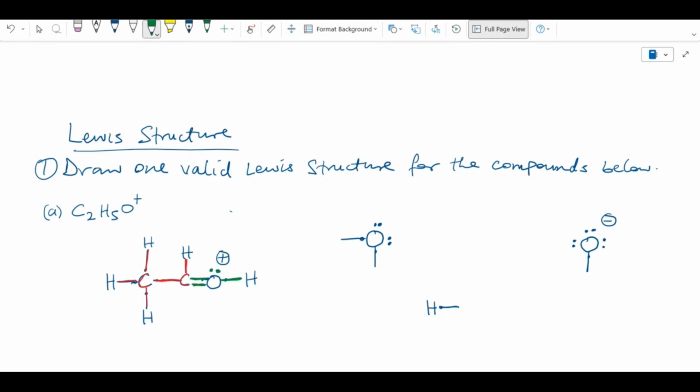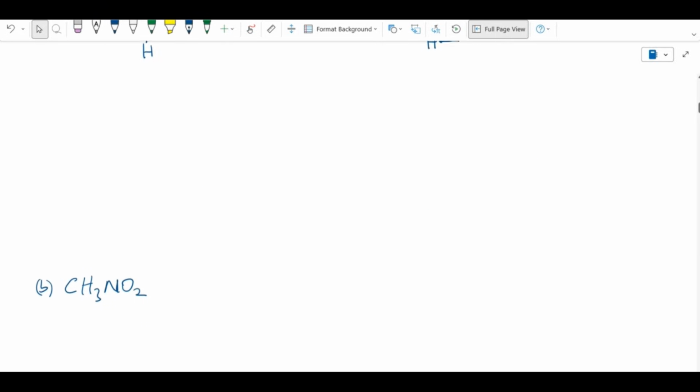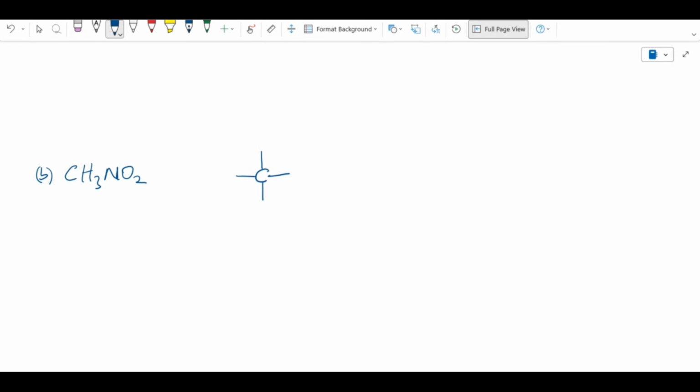Let's go over another question. Here, we've been asked to draw the Lewis structure for this particular compound. The central atom here is carbon, and the neutral carbon will have 4 bonds.